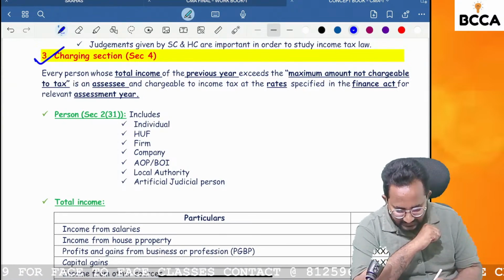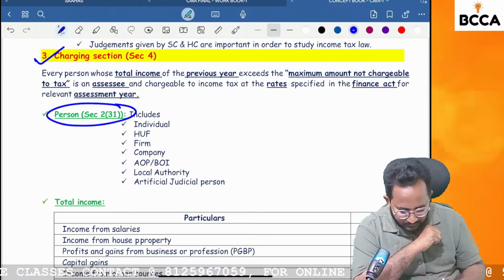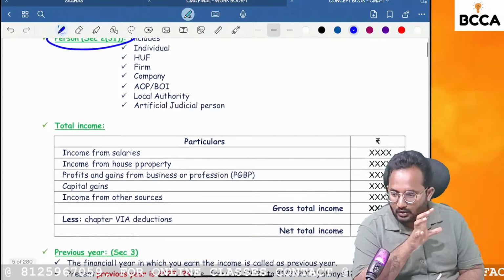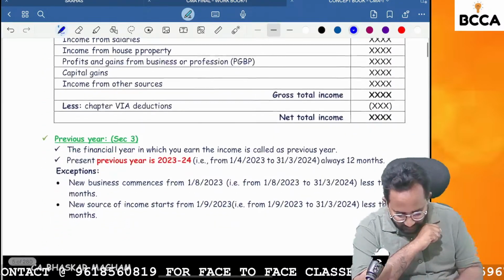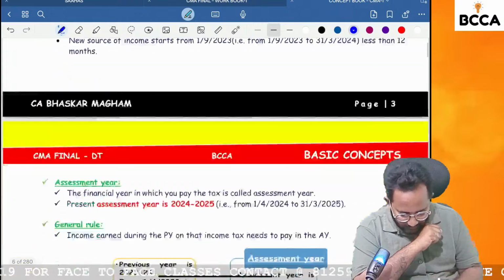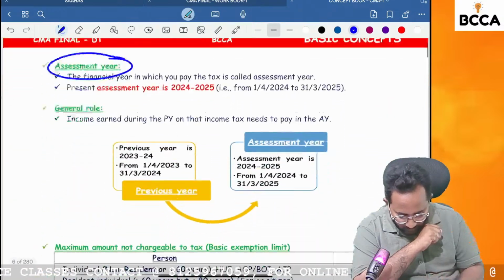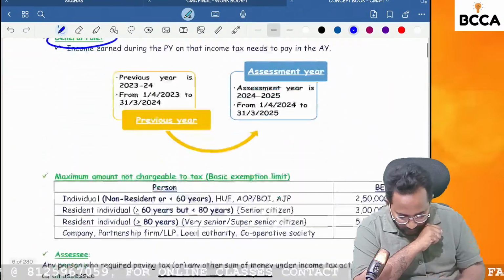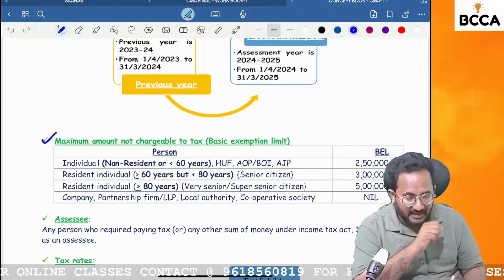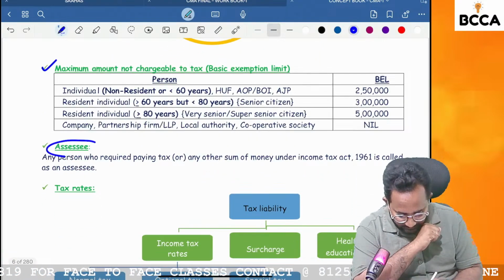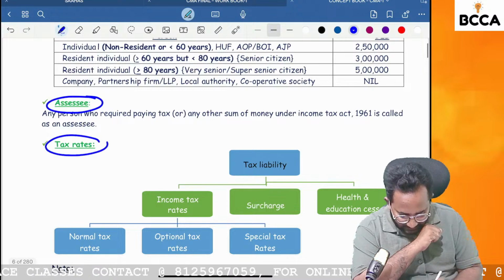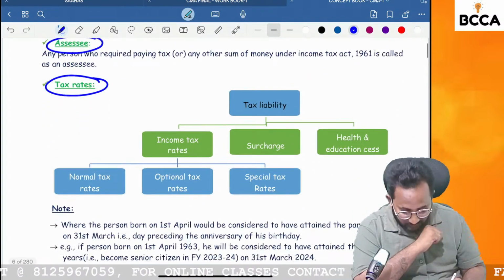Within the charging section, we referred to the person definition. Next, compare the notes, please. Total income, next concept. Previous year also we know. Assessment year you know. General rule also you know. Basic exemption limit, maximum amount not chargeable to tax, also discussed. And surcharge. Next, tax rates also we know. In tax rates only we know this point.